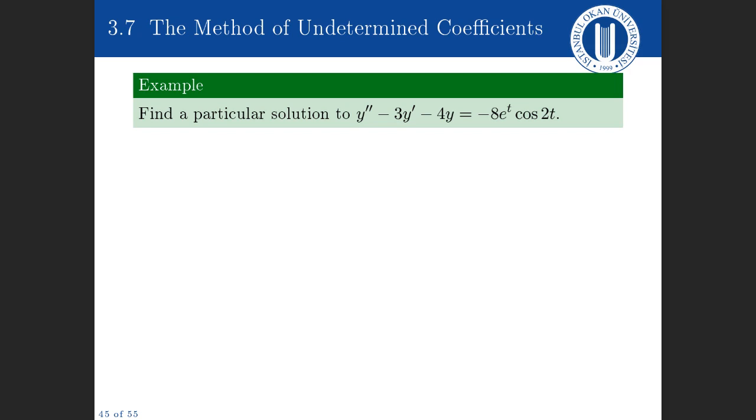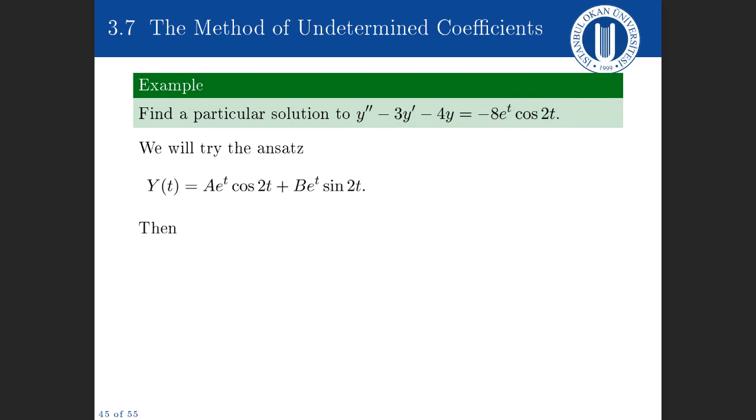Another example. Find a particular solution to y double prime minus 3y prime minus 4y is equal to minus 8 e to the power t cos 2t. What's our ansatz going to be? What do we have here? We have minus 8, that's just a number, and then an exponential function, and then a cos function. So our ansatz could be a number, and then an exponential function, and then a cos function.